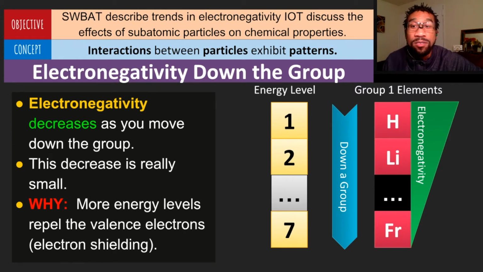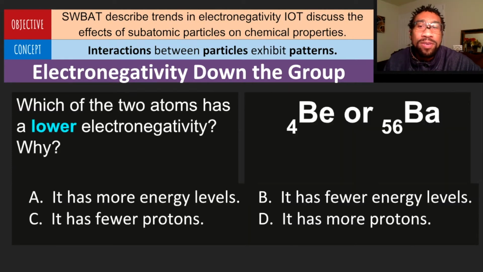All right. So let's go ahead and dive right into the examples. So which of the two atoms is going to have a lower electronegativity and why? Is it going to be beryllium with an atomic number of 4 or barium with an atomic number of 56? Which one is it? If you chose correctly, the answer is going to be barium with an atomic number 56. So why would I choose barium over beryllium?